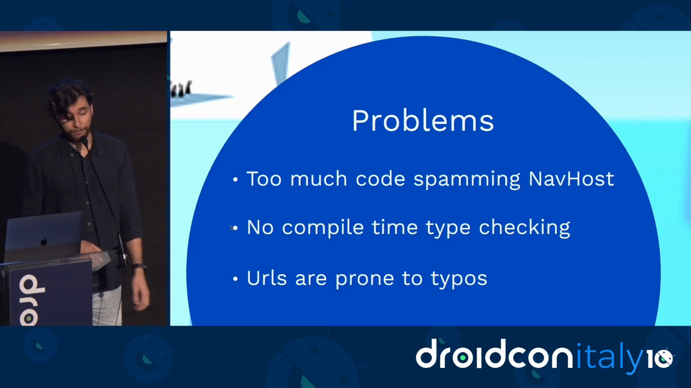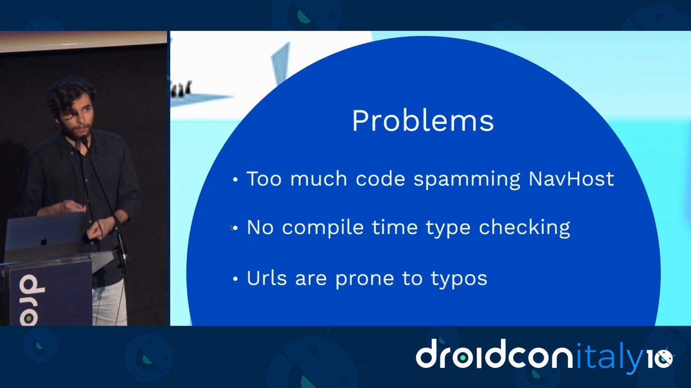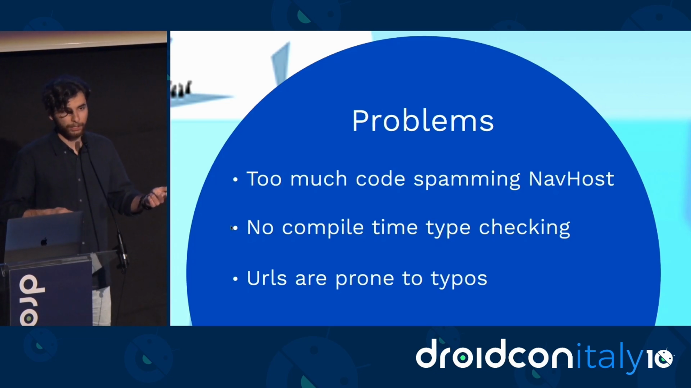So it is annoying. The second problem is that there's no compile time type checking when you're passing arguments. Imagine that you're doing NavController.navigate, passing the root and some arguments in a plain string, and your arguments are the type of string, but you can pass anything you want, and nobody's going to check that.